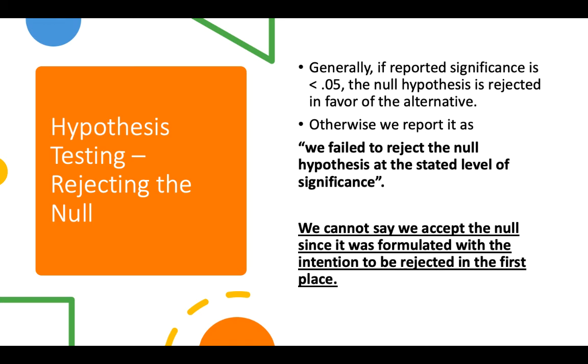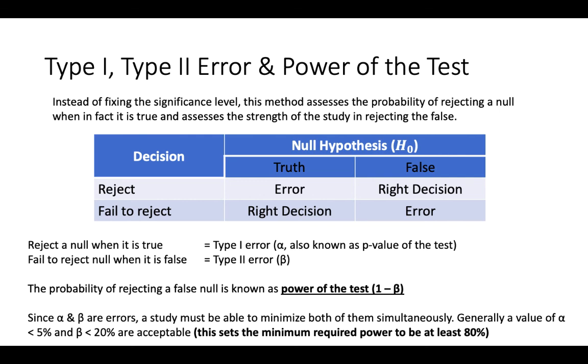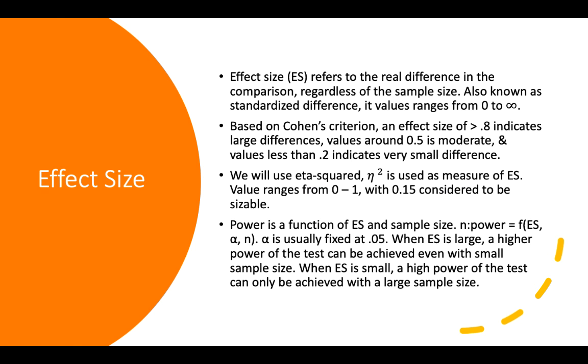This is how you report a hypothesis test: we fail to reject the null at the stated level of significance. If the null is true, we fail to accept the alternative hypothesis. We cannot say that we accept the null, since it was formulated with the intention of being rejected in the first place. We have already talked about type 1 and type 2 errors and also the power of the test, and I guess we have already discussed effect size in our last class. So I'm going to leave that to you to do your readings.